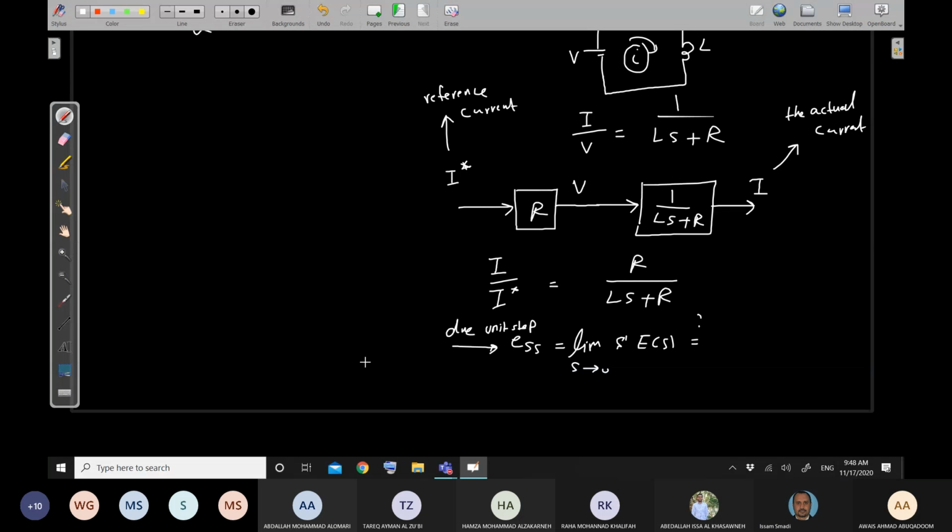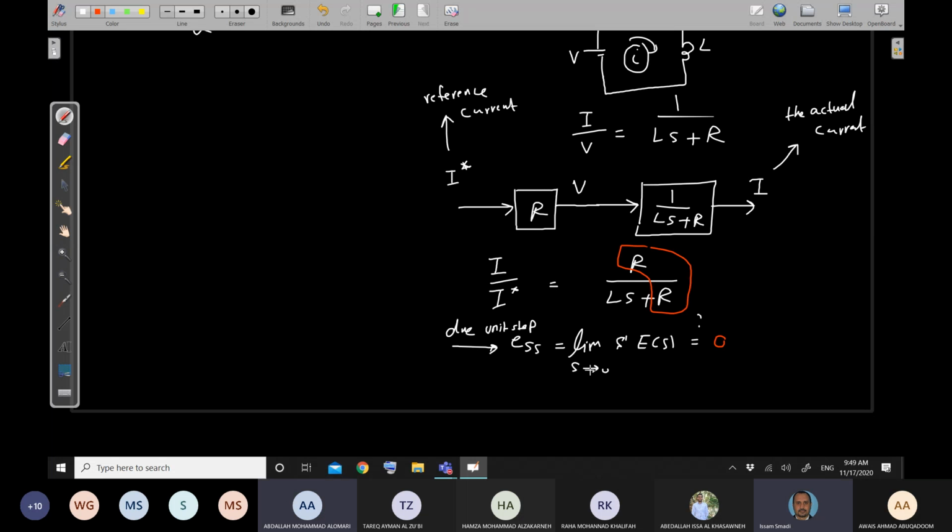Why? The DC gain here is equal to 1. And that's why I'm multiplying by R, by the way, in order to make the DC gain equal to 1. And if the DC gain equals 1, this means that the output will equal the input in the end of the day if the system is stable. And this system for sure is stable because L and R are positive numbers because they are physical quantities. Can you see negative inductance? Can you see negative resistance? No.